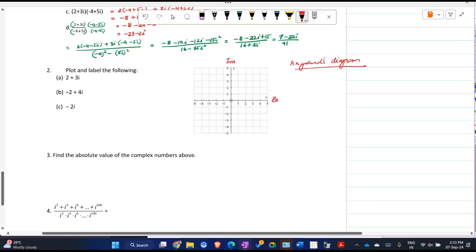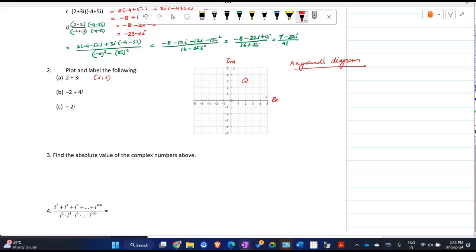So 2 plus 3i: you plot 2 comma 3. That's 2 plus 3i. Remember, a complex number is a point on a plane. It's not 2x plus 3y. Your x is 2 and y is 3. It's just as simple as that.